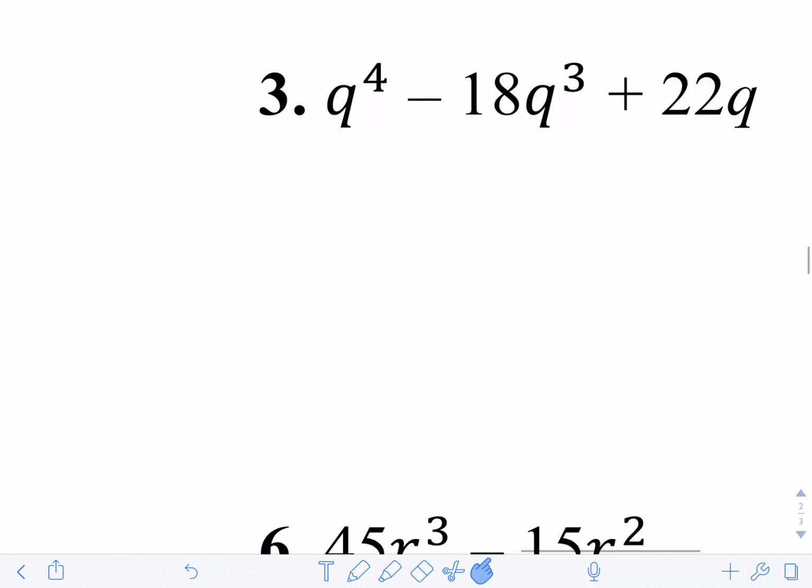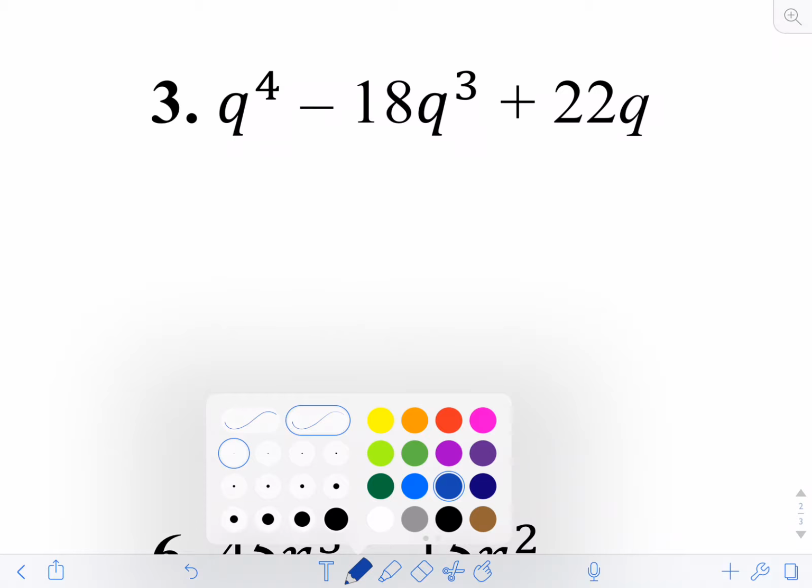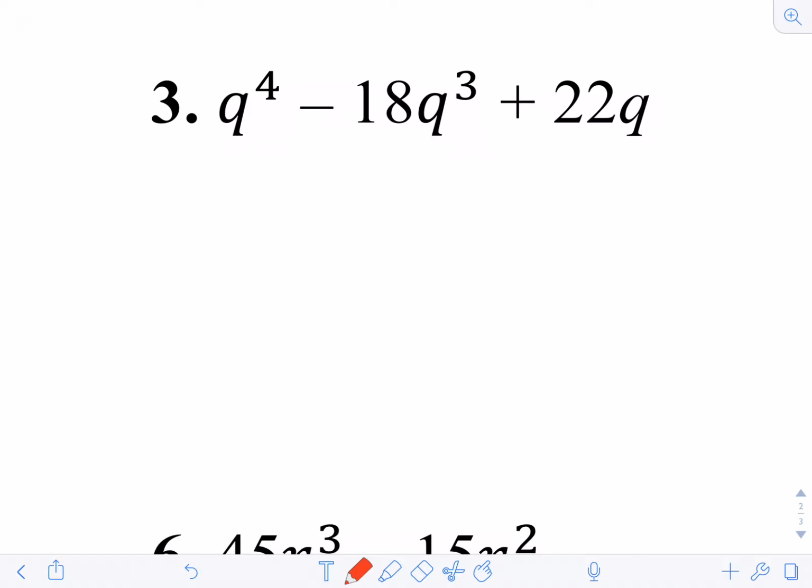Okay, number 3. So for number 3, I'm going to do the same thing I've been doing. So here I have Q, Q, Q, and Q. So right now, I know that there is not going to be any numbers I can pull out because this right here is a 1. And so, you can't have a 2 and a 3 or a 5 or anything like that to pull out.